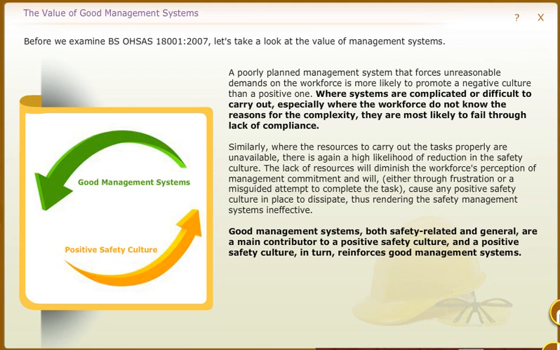Similarly, where the resources to carry out the tasks properly are unavailable, there is again a high likelihood of reduction in the safety culture. The lack of resources will diminish the workforce's perception of management commitment and will, either through frustration or a misguided attempt to complete the task, cause any positive safety culture in place to dissipate, thus rendering the safety management systems ineffective. Good management systems, both safety-related and general, are a main contributor to a positive safety culture, and a positive safety culture, in turn, reinforces good management systems.